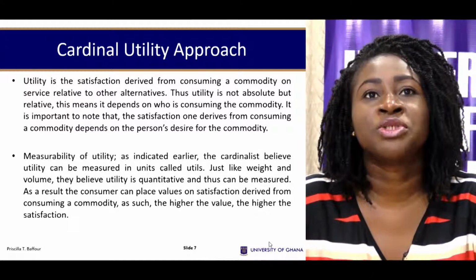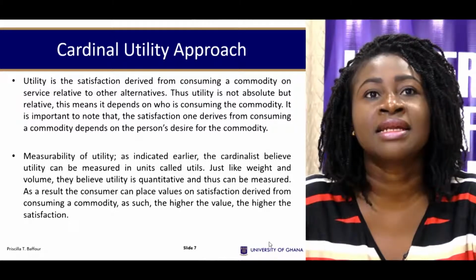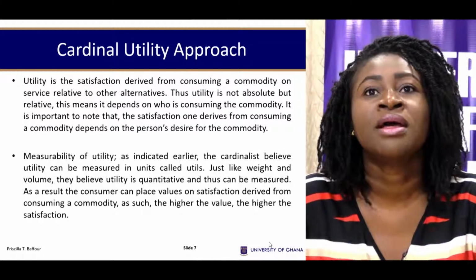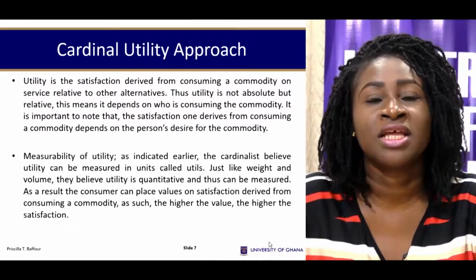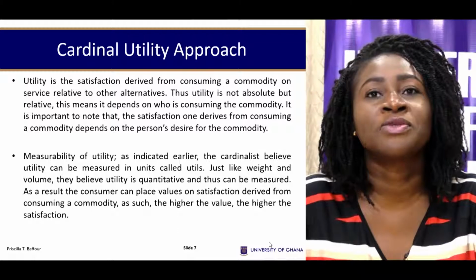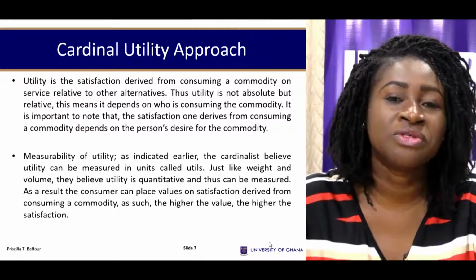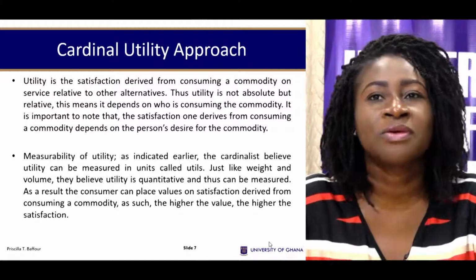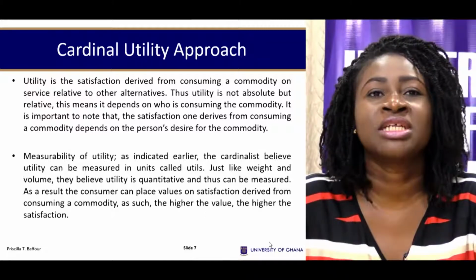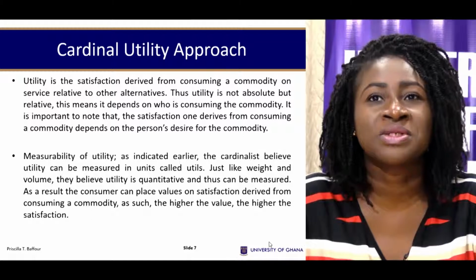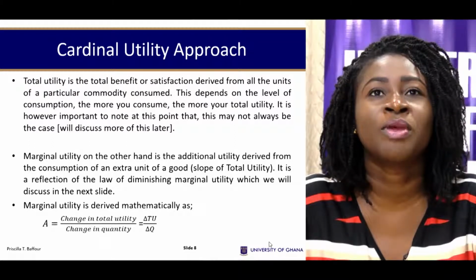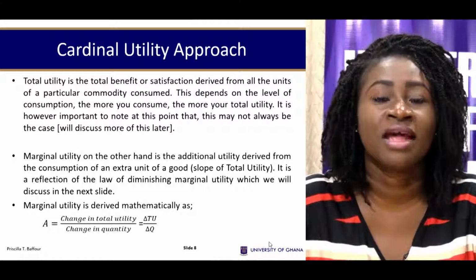So in terms of the measurability of utility, as indicated earlier, the cardinalists believe that you can measure utility in utils. Just like weight and volume, utility can be given a quantitative measure. So if you consume a bowl of rice compared to a bowl of kenkey, you can tell us that you derive 10 utils from rice and 8 utils from kenkey. That will give us an indication that your satisfaction is highest in terms of rice compared to kenkey, right? But the question is, what is this utils measure? It has been questioned, and the best the cardinalists proposed was that the utils could be compared to the price you are willing to pay for that commodity.